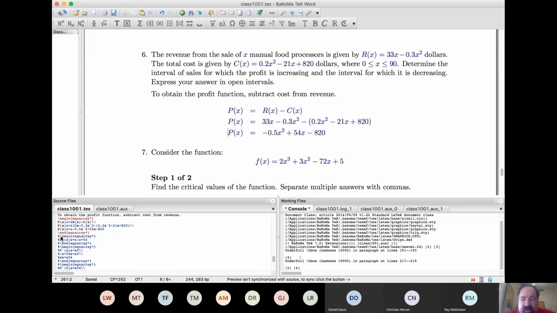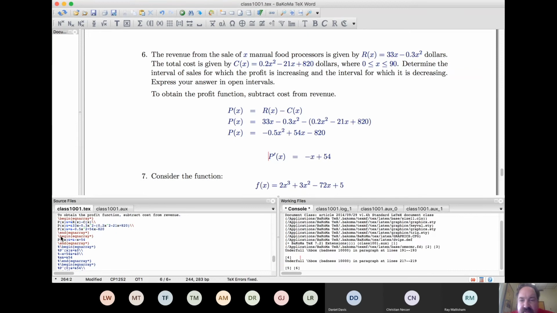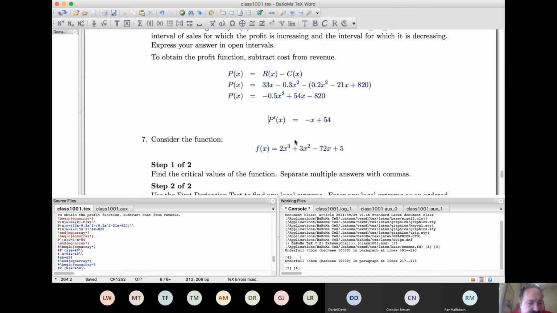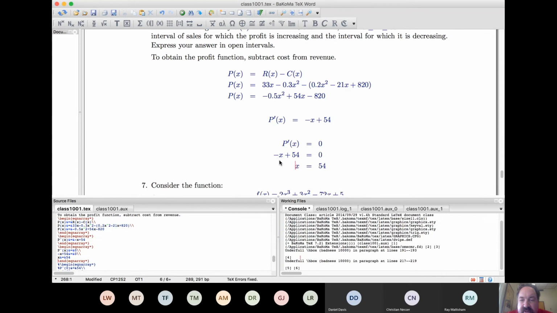You want to find out where profit is increasing or decreasing. So you go ahead and take the derivative. So we get minus 2 times a half, so we get minus 1 times x, then the plus 54. So now it's particularly easy to see where the derivative is equal to 0. It's just going to be at x equals 54.